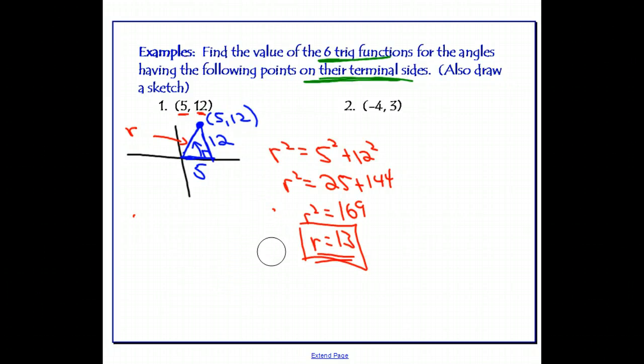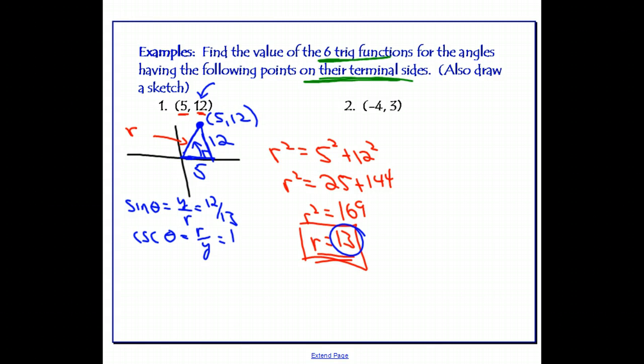Now our question is, can we define sine, cosine, tangent, cosecant, secant, cotangent? And the answer is yes. The sine of theta was y over r. I know what y is, it's right here, and I just figured out r. So the sine is 12/13. Probably the quickest, easiest one to get next would be the cosecant, because those are reciprocals. Cosecant is r over y, so it comes out to be 13/12. All right, we got one pair.